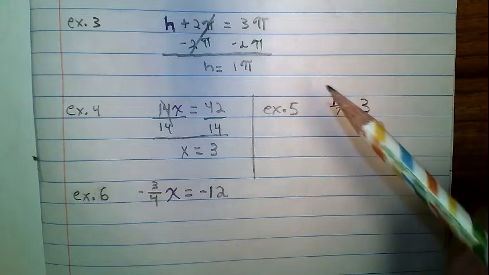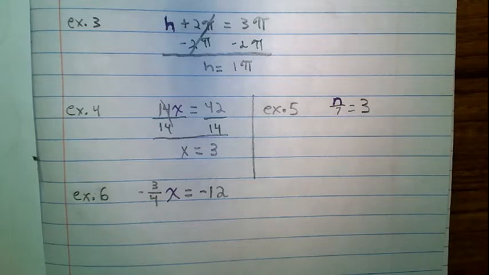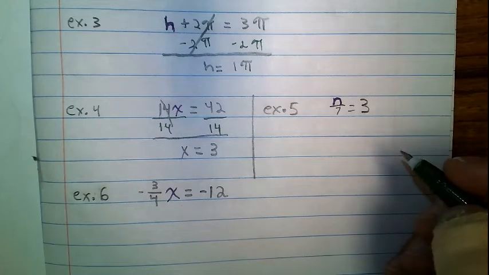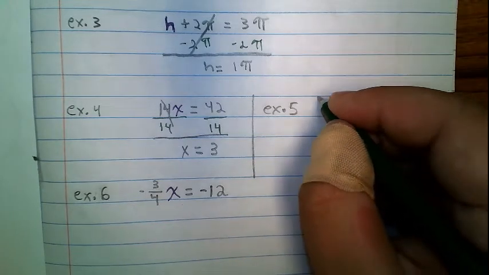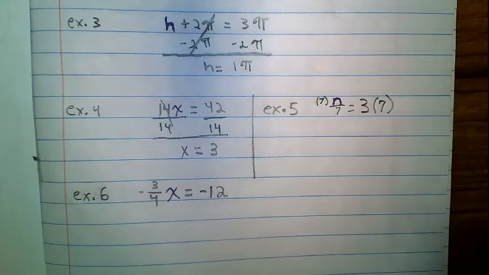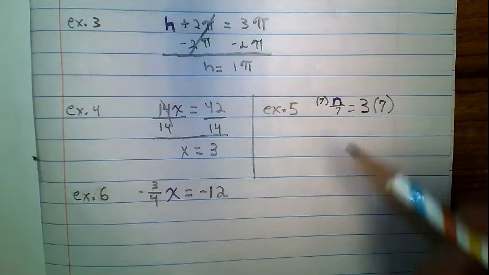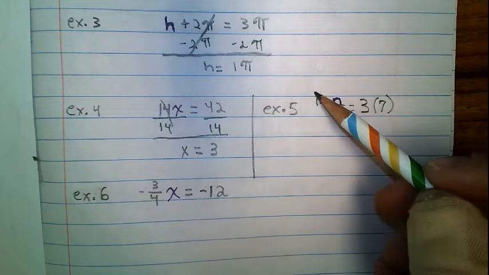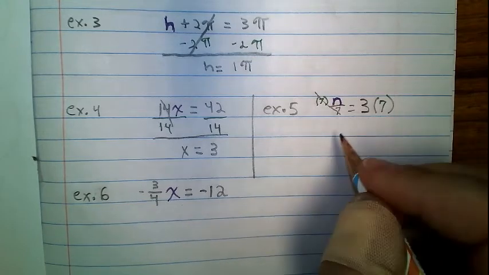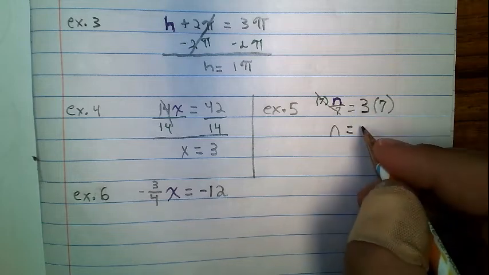Example 5, we're solving for n. It's n divided by 7 equals 3. Now you notice that we have division here because we have a fraction bar. The opposite of division is multiplication. So I'm going to multiply both sides by 7. 7 over 7, those cancel, and I'm left with n equals 3 times 7 is 21.